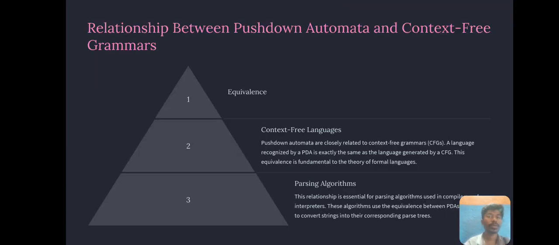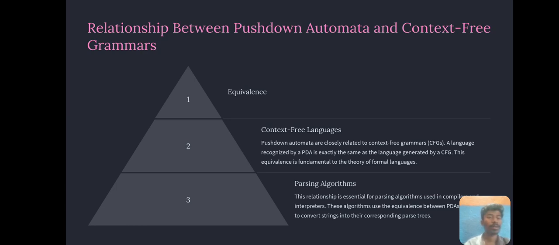So, relationship between pushdown automata and context-free grammar. First, equivalence. Second, context-free language. And third, parsing algorithm. In context-free language, pushdown automata are closely related to context-free grammar, known as CFG. A language recognized by a PDA is exactly the same as the language generated by the CFG. This equivalence is fundamental to the theory of formal language.